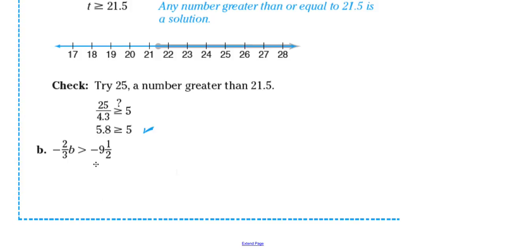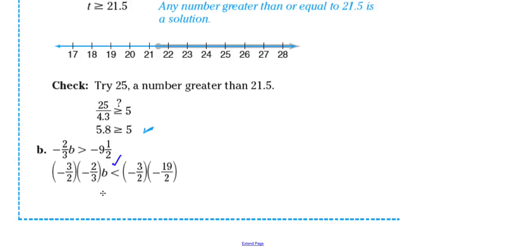Example B, you have negative 2/3 b is greater than negative 9 1/2. First we want to isolate b and make its coefficient equal to 1, so we need to multiply both sides by the reciprocal of negative 2/3, which is negative 3 over 2. Remember, in inequalities, when you multiply both sides by a negative number, the inequality switches. So from a greater than sign, it switches to a less than sign.